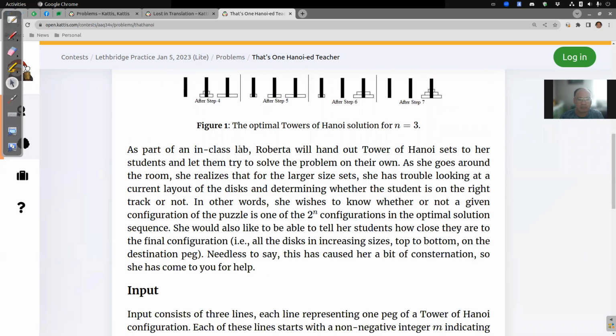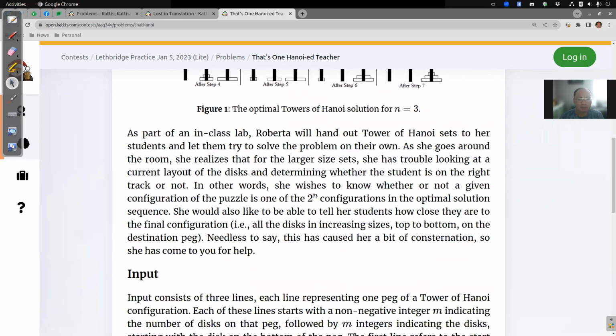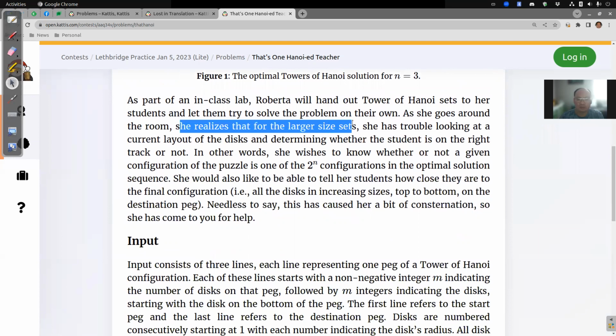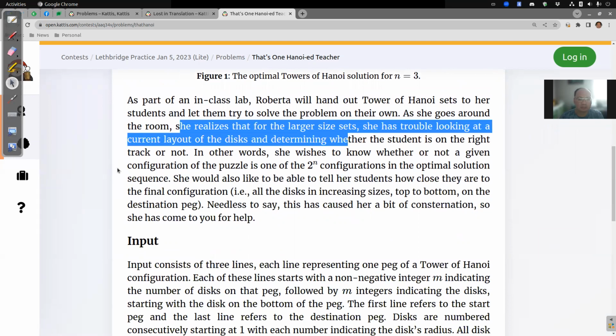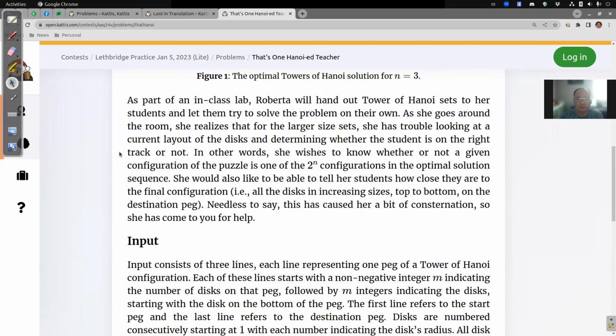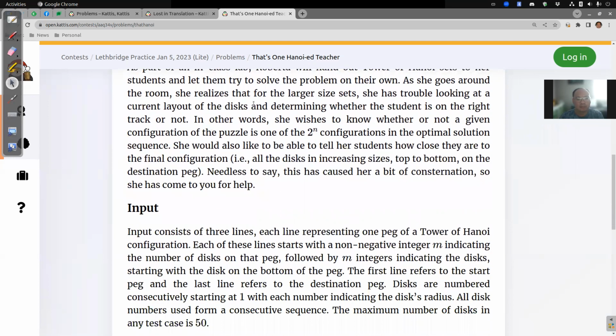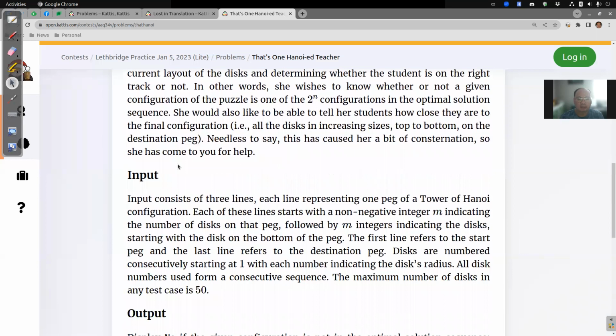As part of an in-class lab, Roberta will hand out Tower of Hanoi setups to her students and let them try to solve the problem on their own. She goes around the room. She realizes for larger sets, she has trouble looking at the current layout and determining whether the student is on the right track or not. In other words, she wishes to know whether or not a given configuration of the puzzle is one of the 2^n configurations in the optimal solution sequence. She would also like to be able to tell her students how close they are to the final configuration. Okay, and needless to say, and so on.